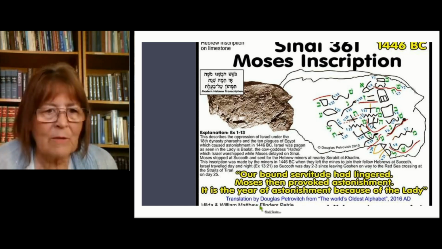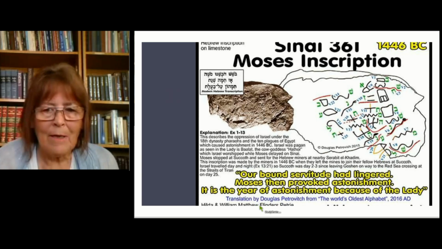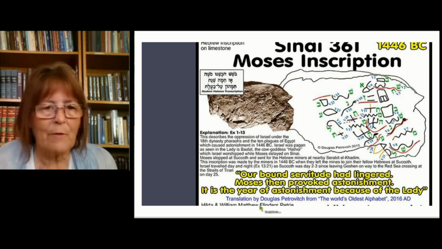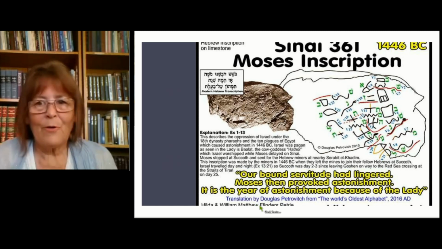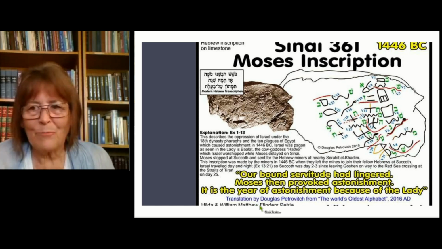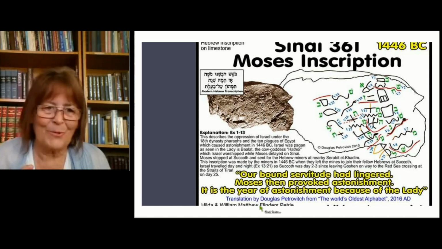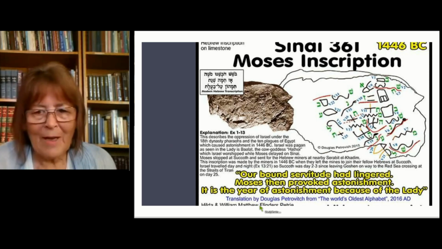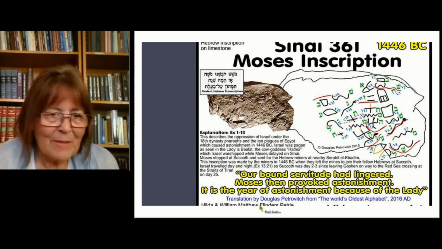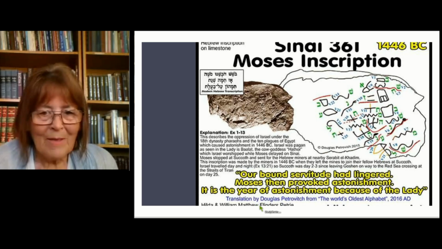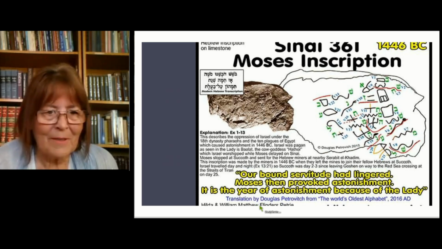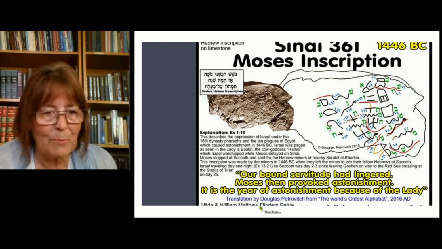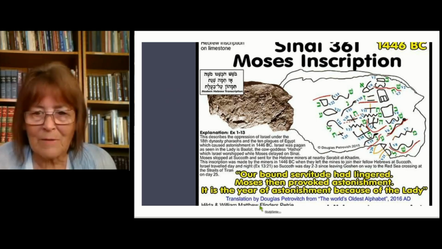But Moses, written in this Hebrew way, Moshe, then provoked astonishment. It is the year of astonishment because of the lady. So this is interesting. We don't know if this has been written in 1446, since it's so exact what they think it is because of the Pharaoh at that time. But if they wrote that in the same year, and we can just be guessing, it could be the same year as they saw all these plagues that came over Egypt. That could be the astonishment that Moshe provoked. But the name Moshe is clearly here.